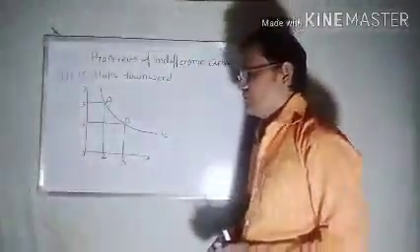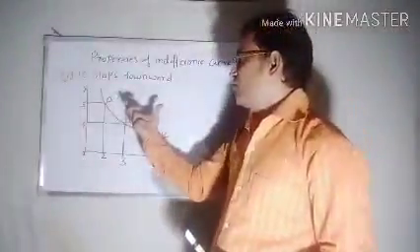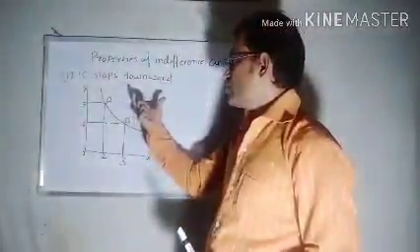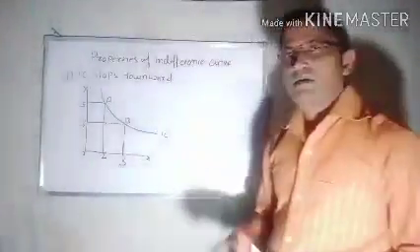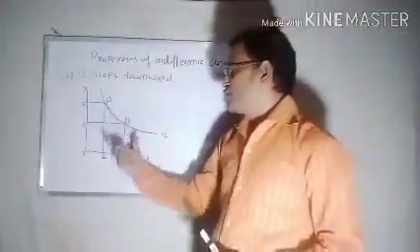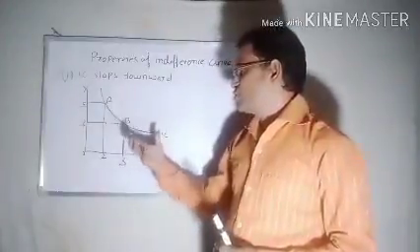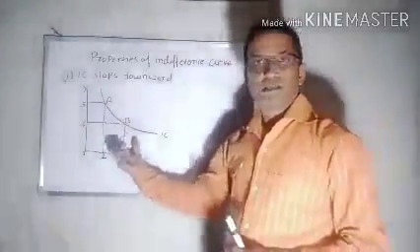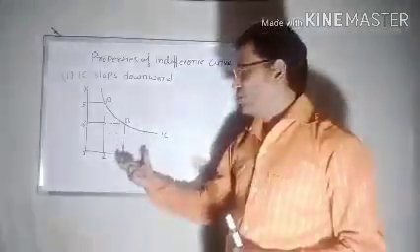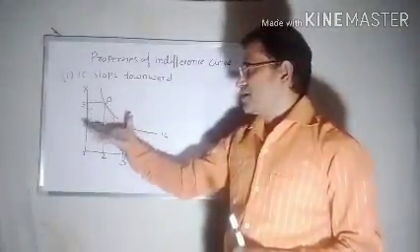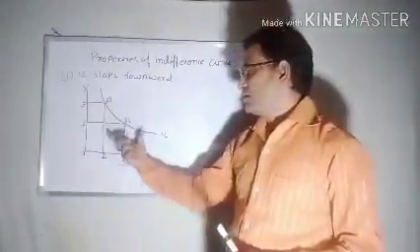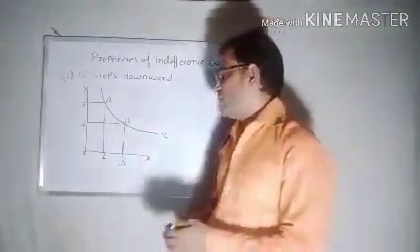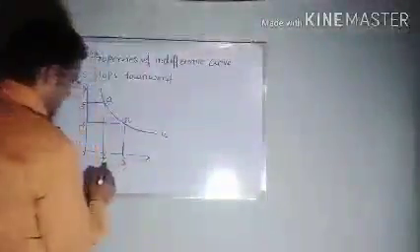The first property is that IC slopes downward, meaning left to right downward. It means that when the consumer wants to increase the quantity of one good, he has to sacrifice some quantity of the other. In the figure you can see oranges on the x-axis.